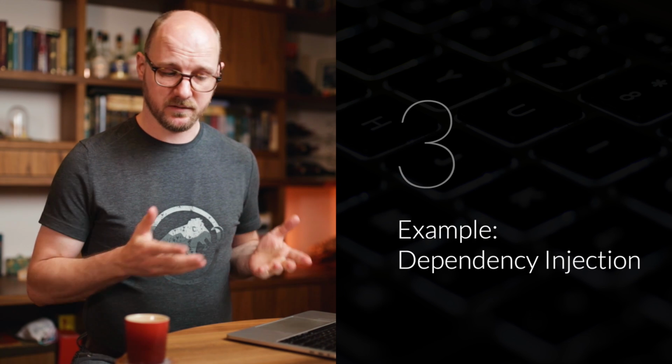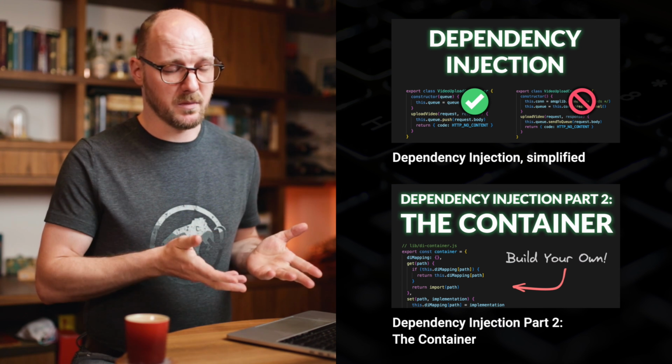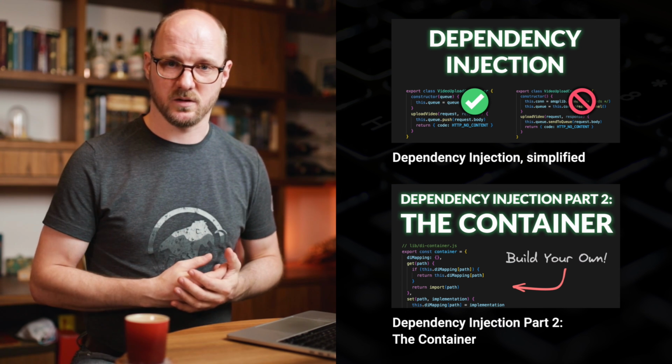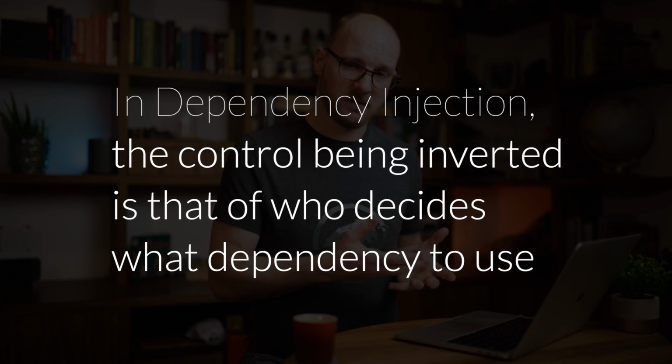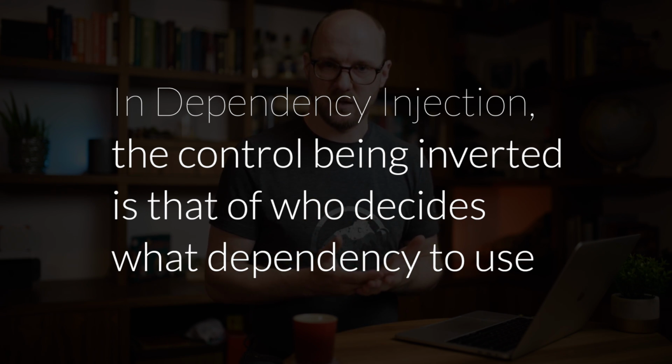My third example is that of dependency injection. Dependency injection, or DI, is a specific form of inversion of control. If you're unfamiliar with DI, I've just made two videos about it. They're a recommended watch if you're not comfortable with the concepts yet. Now, dependency injection and inversion of control are related, but they're not the same thing. Dependency injection is a specific form of inversion of control. In dependency injection, the control that's being inverted is who is in control of what dependency is being used.